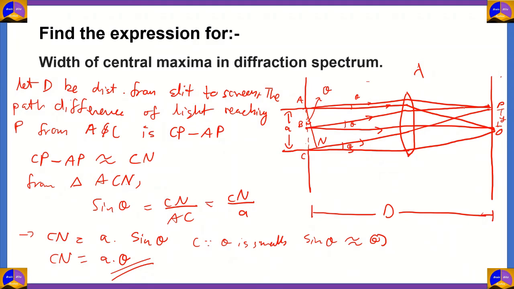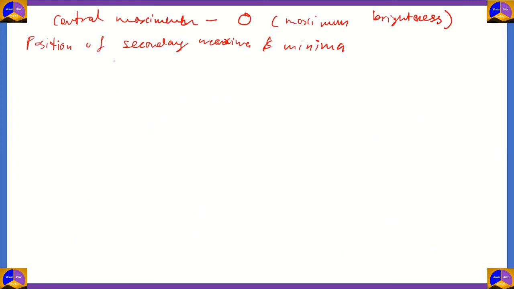So the wavelets from different parts of the slit do not reach P in phase, although they are initially in phase. The problem is that they have a path difference, so there is unequal distance in reaching P. So the wavelet from A and C will have a path difference CN. So let's write down the path difference first. CN is equal to a theta.